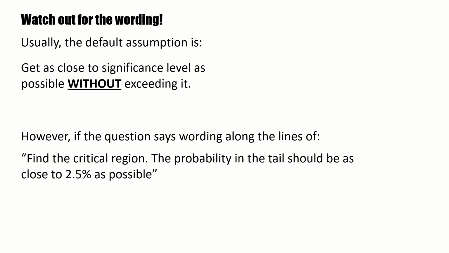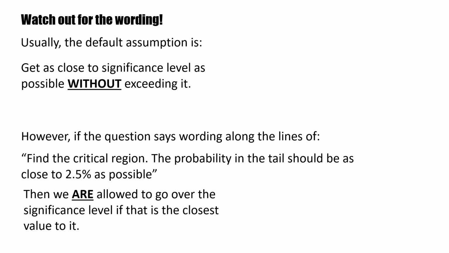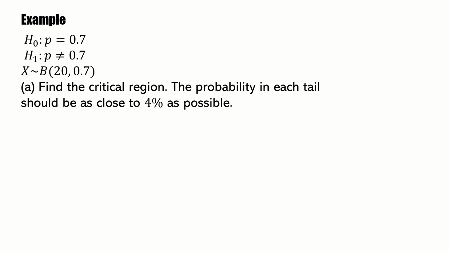So if this is the wording they give you, that means we are allowed to go over the significance level if doing so results in a probability that's closer to the significance level than the last probability that was still below it. In this sort of question, we're just trying to get as close to the threshold as possible, regardless of whether that involves a probability below the significance level or one above it. Whichever one is closest is the one we pick. So let's look at an example.